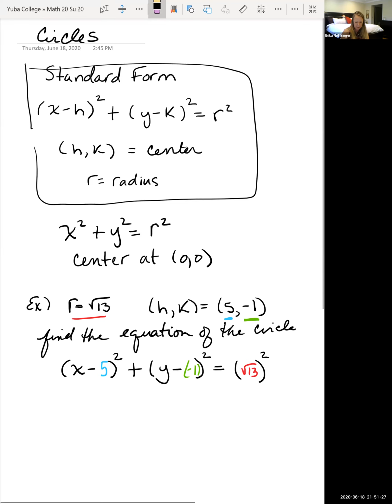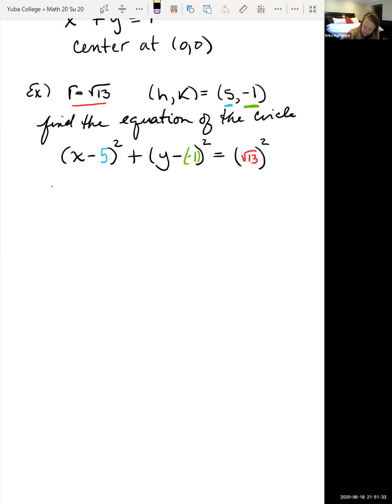So I can clean it up a little bit. So I'm given this is x minus 5 quantity squared plus y minus a negative, so that's really plus. y plus 1 quantity squared is equal to the square root of 13 quantity squared, which is just 13.